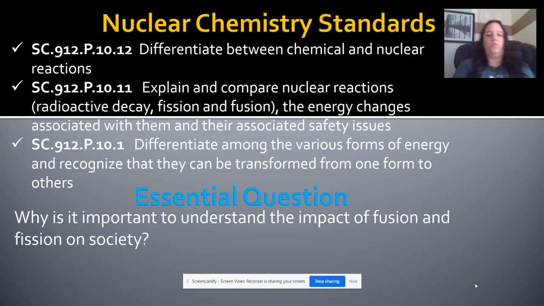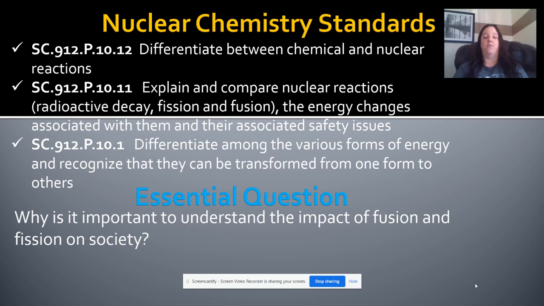Welcome back, everyone. We are going to start our new unit, nuclear chemistry. So the first slide here is going to be the standards we're going to cover throughout this unit. We're going to differentiate between chemical and nuclear equations. We're going to explain and compare nuclear reactions, which are radioactive decay, fusion, and fission, and other energy changes associated with them and their safety issues.